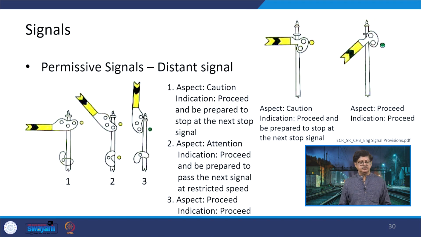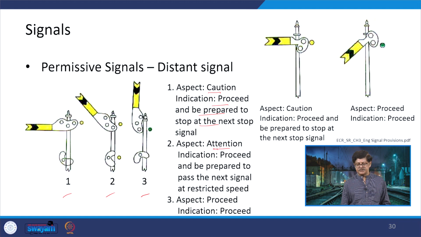So, a distant signal in terms of the physical arm is shown in the upper quadrant or the lower quadrant conditions. In the case of upper quadrant, we have 1, 2 and 3 phases. These 3 aspects are going to be there: horizontal, inclined and vertical. When it is horizontal, it is caution indicating proceed, be prepared to stop at the next stop.